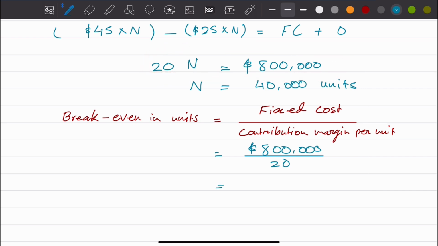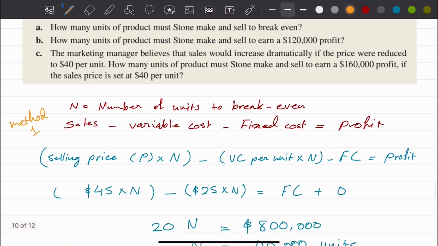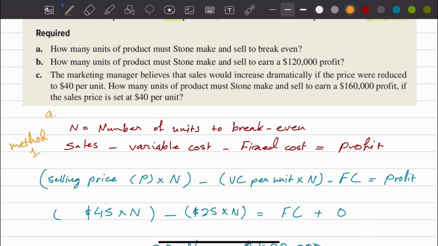Okay. And that would equal the same thing, 40,000 units. All right. So let's call this method number 2. And this is method number 1. All right, so that's part A answered. Now let's go back to the question and look at part B.